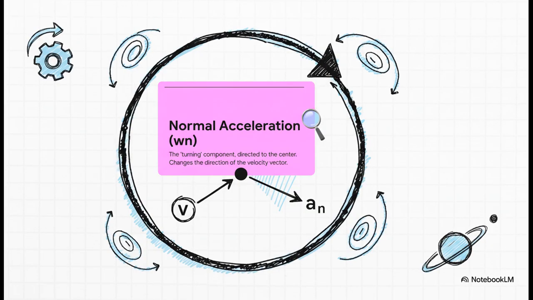And then there's its partner, the normal acceleration. You've probably heard it called centripetal acceleration. This guy is always, and I mean always, pointing straight towards the center of the circle. It isn't making the point go faster or slower, it's just constantly yanking on it, changing its direction, and forcing it to stay on that circular path. This is the turning part.